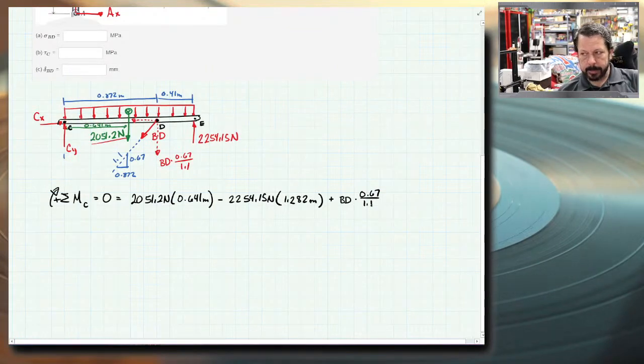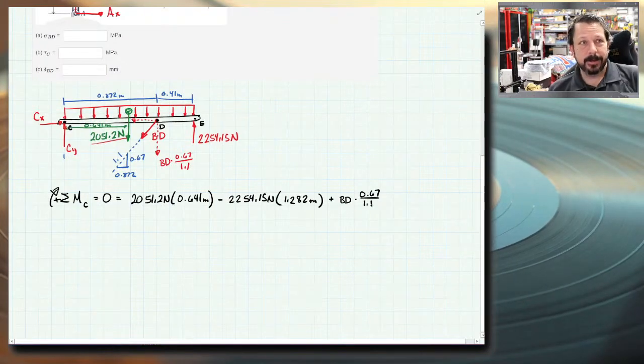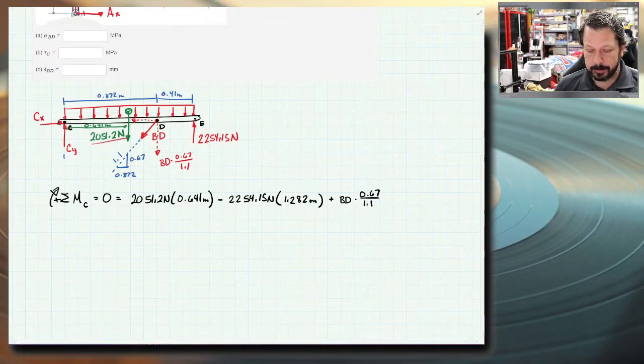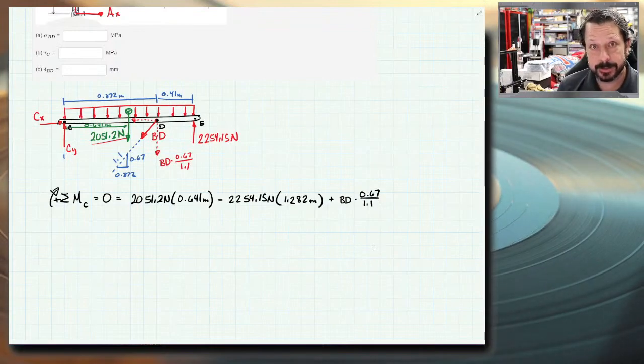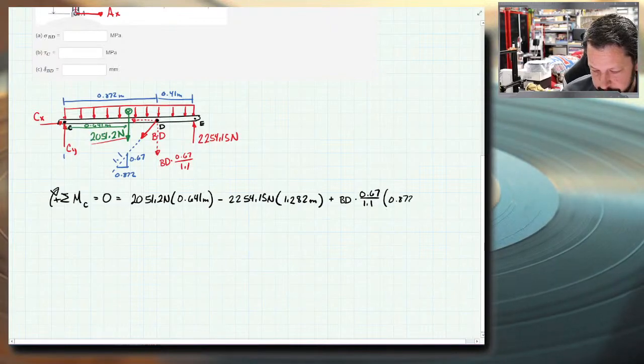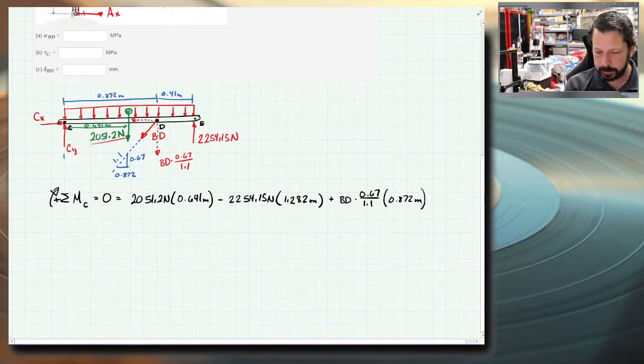And this is where a lot of times I'll make a mistake because I get in the habit, I'm doing moment equations, and when you calculate a moment, you do a force times the distance, so you're multiplying two things together, and that's how you create the moment. Here, I will sometimes forget that this is not the calculation. This is just the force, but I have multiplied two things together. So don't do too many things just automatically, because you can easily skip over something. This BD times 0.67 over 1.1 is just the y component of the force. I still need to multiply it times 0.872 meters. Those should all add to 0.